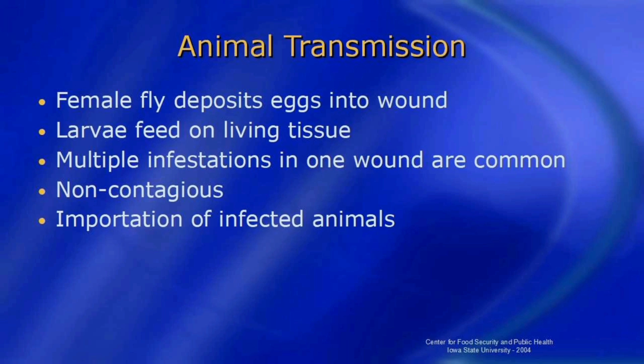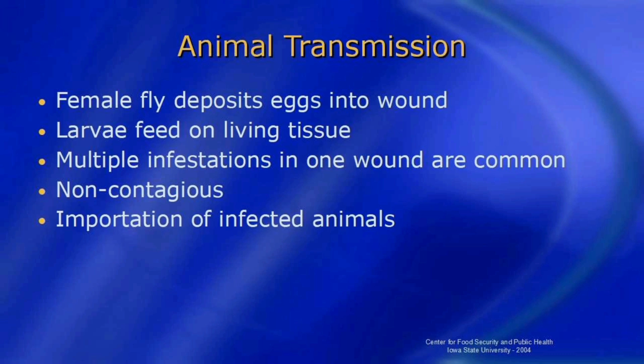Transmission occurs when a female fly deposits eggs in a superficial wound. One female can lay up to 400 eggs at a time. After hatching, the larvae burrow into the flesh. The larvae feed on the living tissues. They feed for several days before dropping to the ground to pupate. The adult screwworms emerge and are ready to mate within 3 to 5 days, beginning the cycle again.